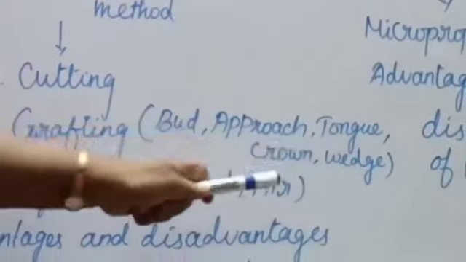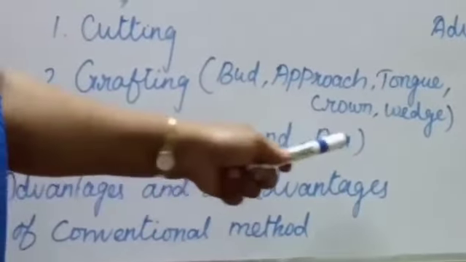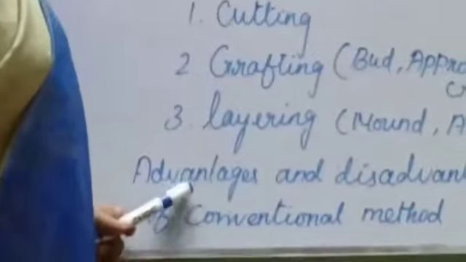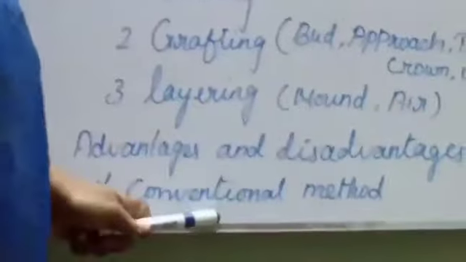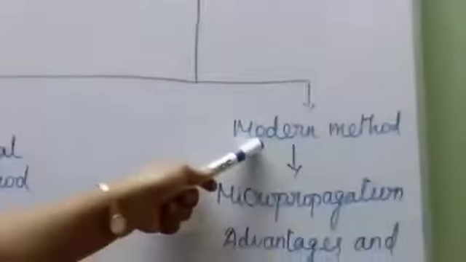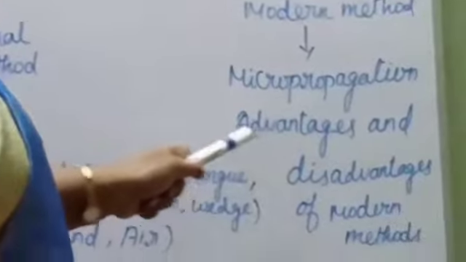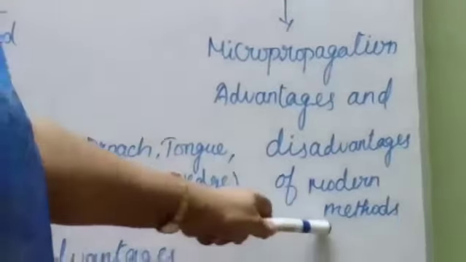In grafting, there are 5 types: bud grafting, approach grafting, tongue grafting, crown grafting, wedge grafting. Layering is also divided into 2 types: mound layering and air layering. Then the advantages and disadvantages of the conventional method. Okay, the modern method is micropropagation. Then the advantages and disadvantages of the modern method.